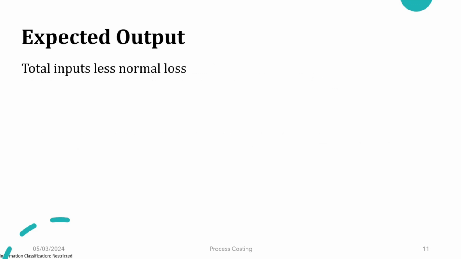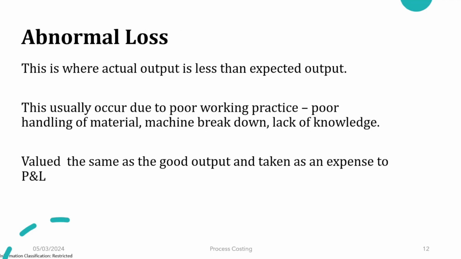And next one, expected output. Expected output basically is the normal output minus the normal losses. So this is quite straightforward. If the total output is 200 items, less losses, maybe 20 items being lost, then expected output would be 200 minus 20.